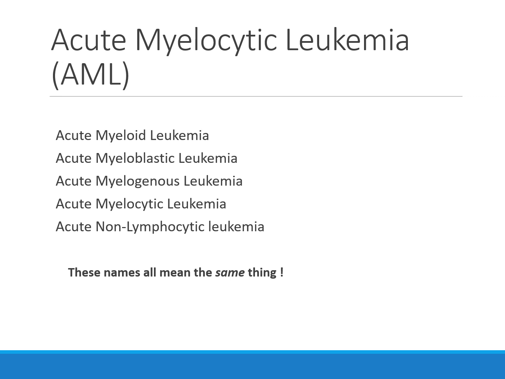Okay, now that we've introduced ALL, or acute lymphocytic leukemia, let's introduce AML, or acute myelocytic leukemia. You may hear AML called by a variety of different names: acute myeloid leukemia, acute myeloblastic leukemia, acute myelogenous leukemia, acute myelocytic leukemia, acute non-lymphocytic leukemia. These names are all interchangeable and they all mean the same thing.